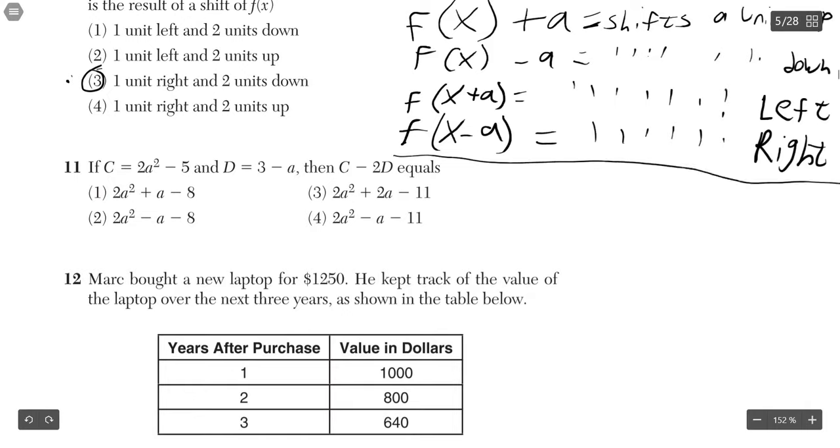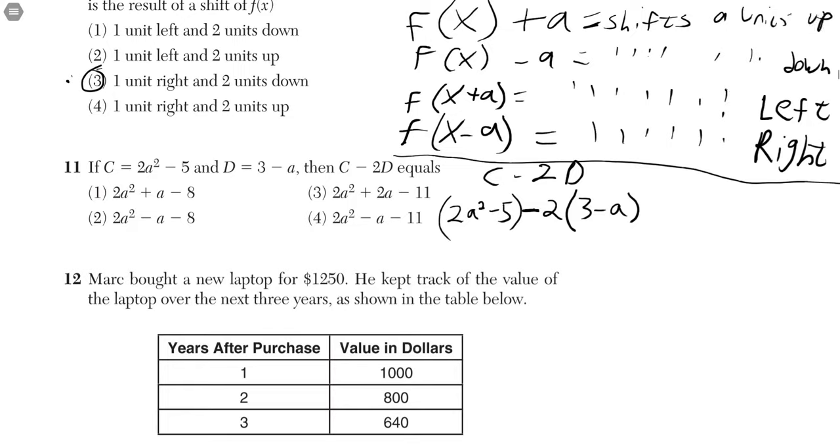Number 11. Okay, so C minus 2D. They told us C equals 2a squared minus 5. So that's 2a squared minus 5 minus 2D. D, they told us, is 3 minus a. I'll show you a trick for solving this in a minute, but the proper way to solve it is 2a squared minus 5.